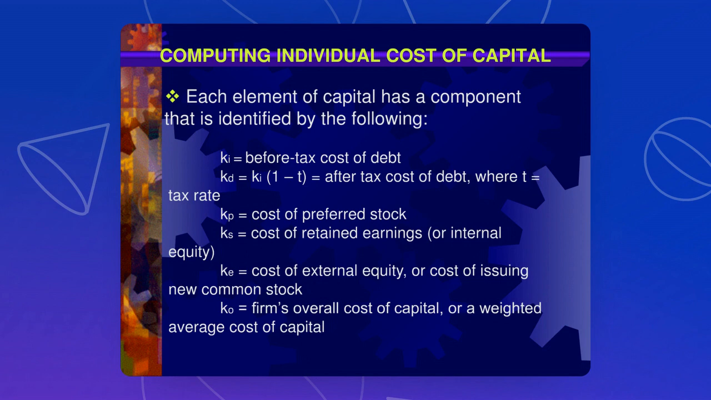You have also here KP, or cost of preference shares. You have also here KS, or the cost of your retained earnings or internal equity. You have also KE, the cost of external equity. And also you have your KO, the firm's overall cost of capital or the weighted average cost of capital. So that's what it means, class, and how we'll be able to compute for our cost of capital.